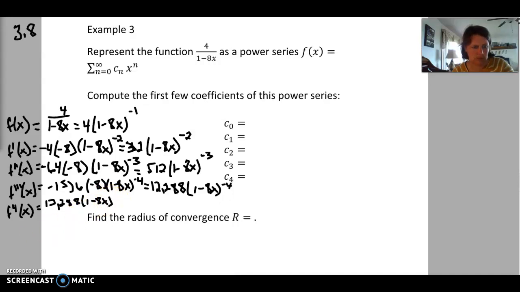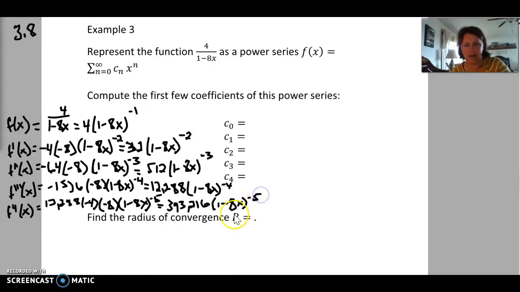Well, let's start that one over again. Let's go back a little bit. So we have the coefficient, then we're going to have to multiply it by negative 4, then also multiply it by negative 8, then by 1 minus 8x to the negative 5th. So that is going to all equal 393,216 times 1 minus 8x to the negative 5.